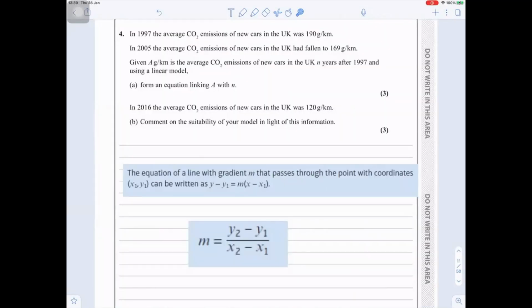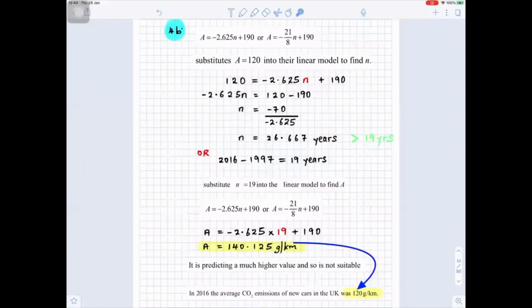Question 4b says, in 2016, the average carbon dioxide emissions of new cars in the UK was 120 grams per kilometre. Comment on the suitability of your model in light of this information. So our equation is A is equal to minus 2.625n plus 190. So we substitute A equals 120 into the linear model to find n. So 120 is equal to minus 2.625n plus 190.